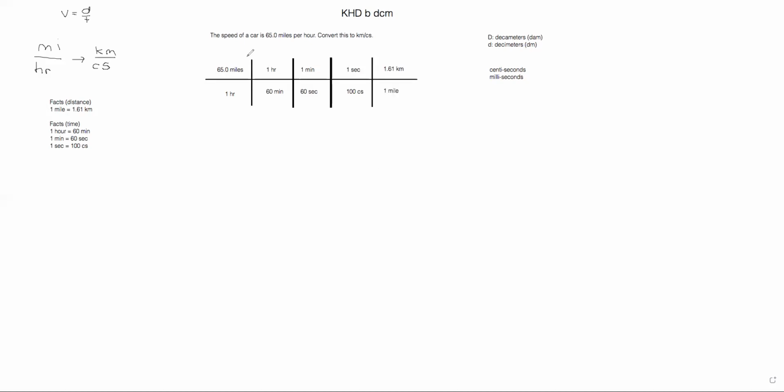So now we do the math. So we're going to do 65 divided by 1 times 1 divided by 60 times 1 divided by 60 times 1 divided by 100 times 1.61 divided by 1. So 65 divided by 60 divided by 60 divided by 100 times 1.61 is a very, very small number.